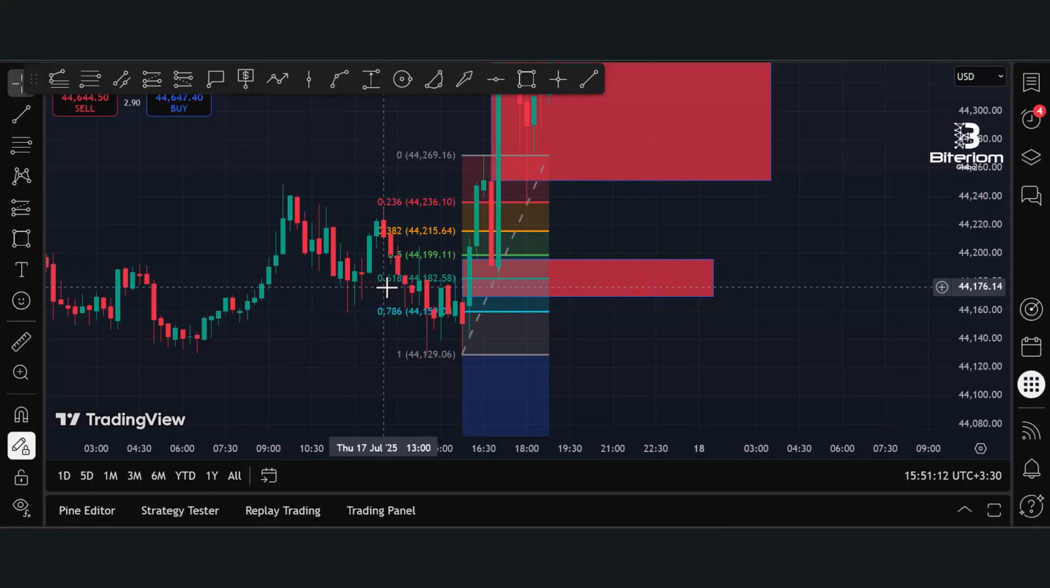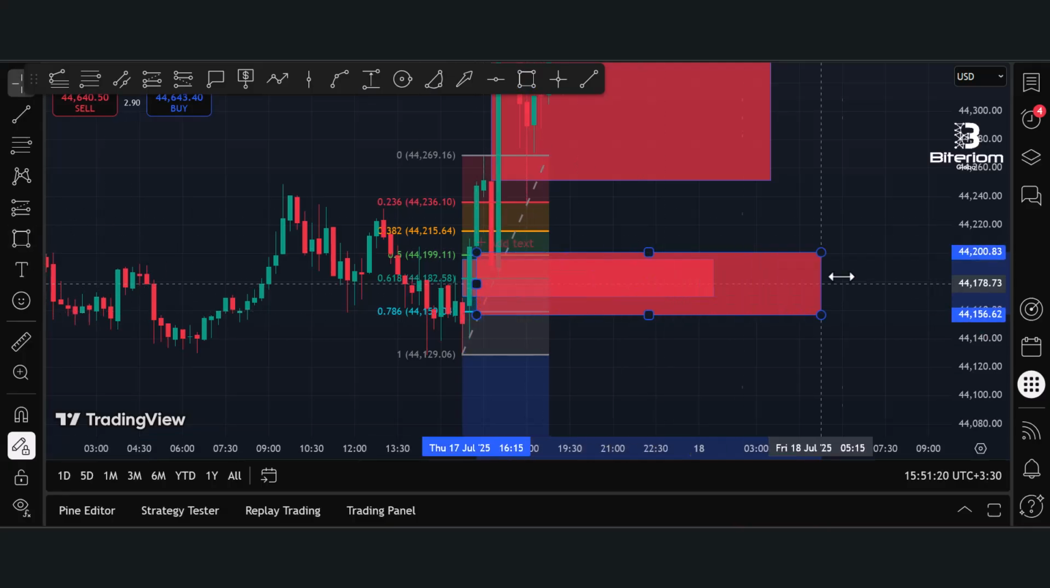0.5, 0.618, 0.786 as support zone on a bullish spike leg.